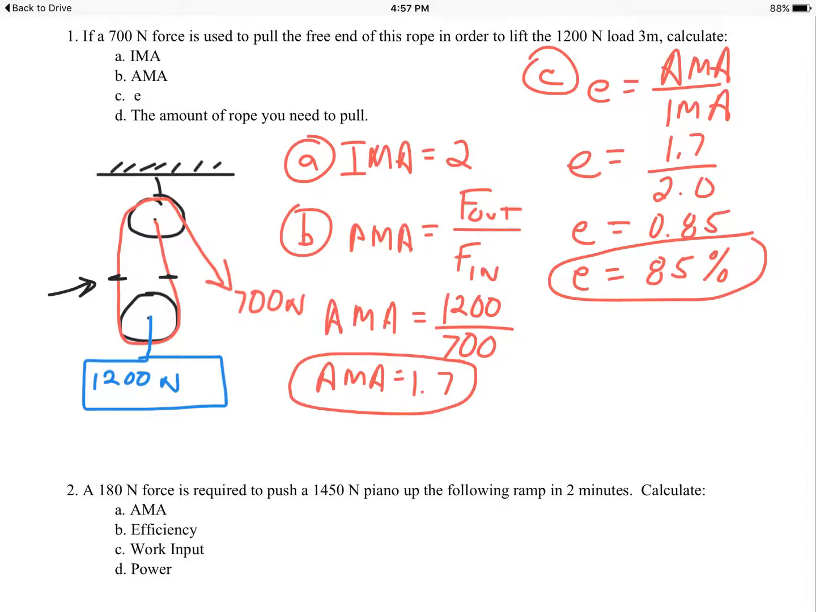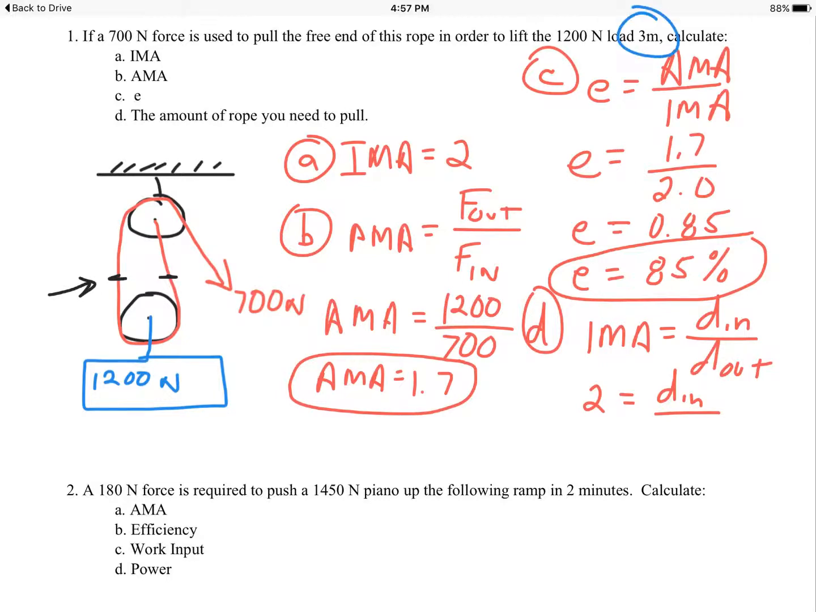Alright, now Part D, how much rope do you need to pull? You can do this by the IMA equation. The IMA equals the distance input divided by the distance output. In this case, we already know the IMA is 2. We want to find how much input distance we need. The output is how high we need to lift. It's been shown here at the top. It's 3 meters. We need to lift this thing 3 meters. So to find our input distance, let's just take 2 times 3. The distance input will be 6 meters.